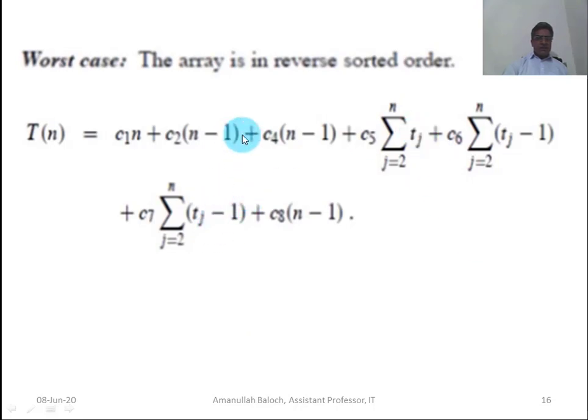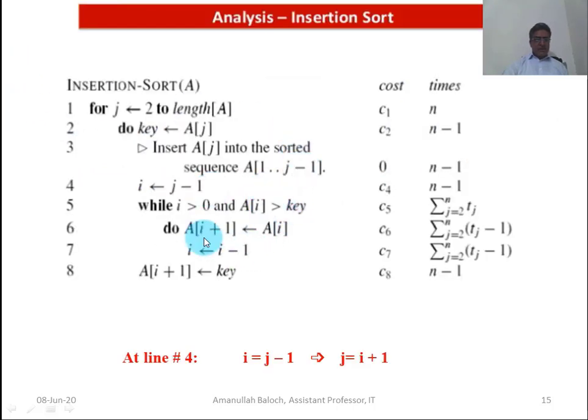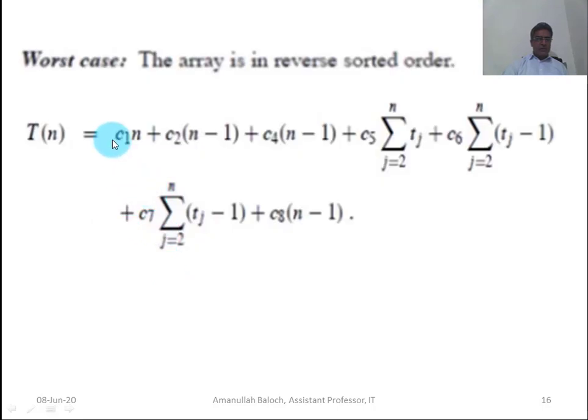This becomes the worst case scenario. In the worst case, the array is in reverse sorted order, that is in descending order, and we have to convert it into ascending order. So more and more work will be required to convert it into ascending order. Here T of n is equal to C1. No statement of this previous algorithm will be skipped, that is, the body of the while loop will be executed and each statement will be executed. So here in the worst case analysis you may see C1, C2, C4, C5, C6, C7 and then C8.